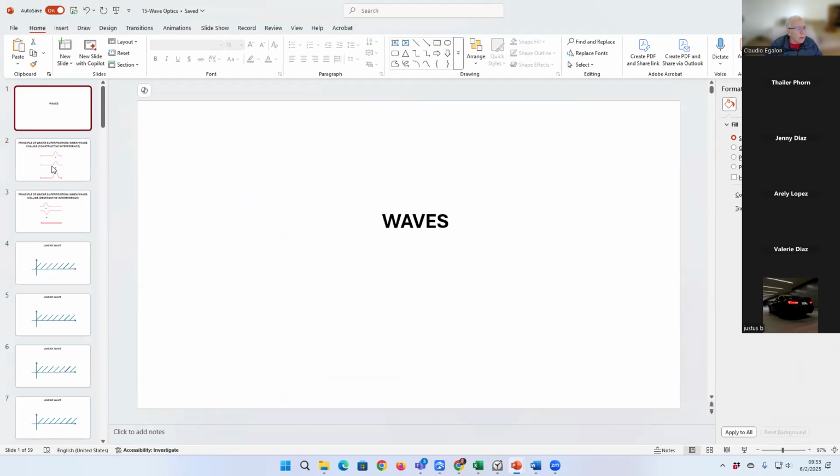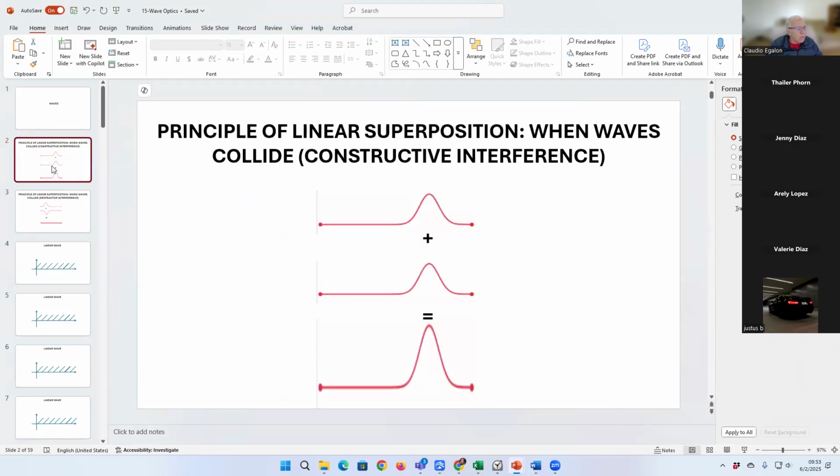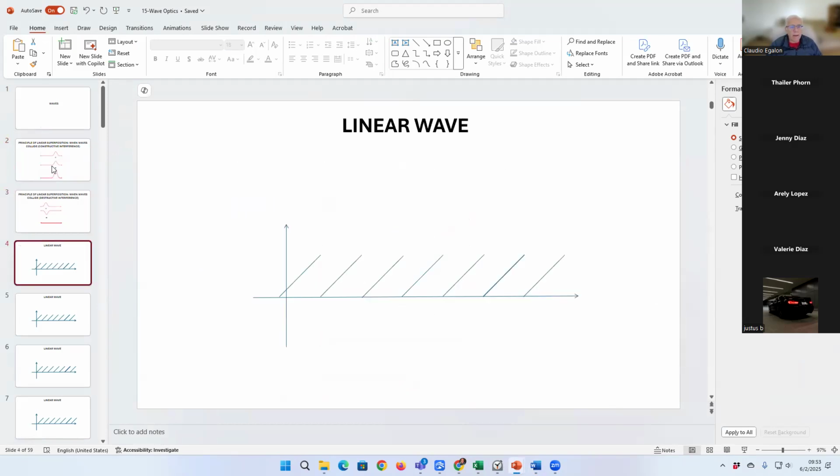Let's see. I'm going to illustrate one wave, okay? This wave that you see here is called a linear wave. Why is that a linear wave? It's a linear wave because y versus x behaves linearly, but it doesn't extend to infinity, right? It extends up to a certain point. That should also be called a triangular wave, okay?